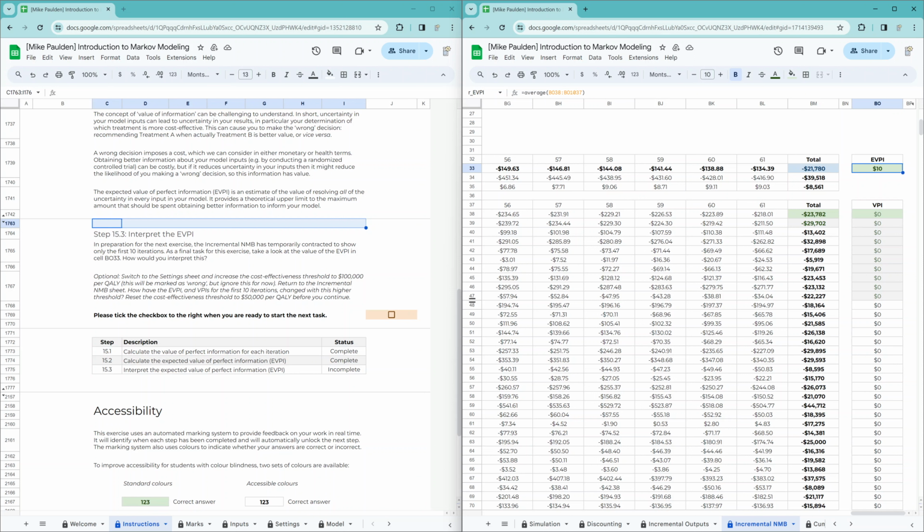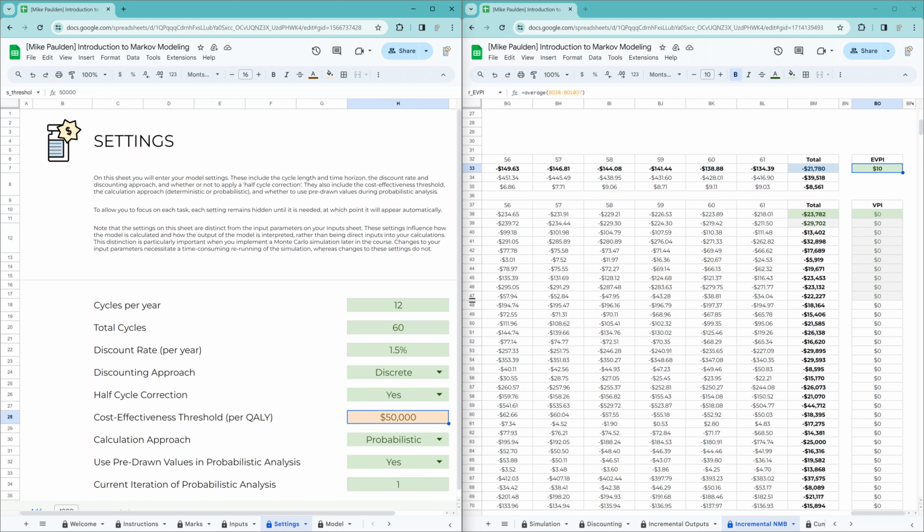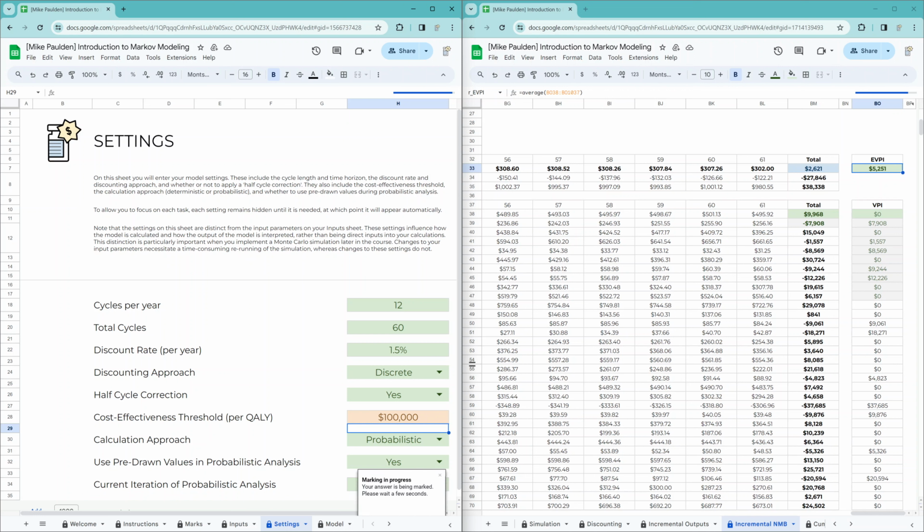It does say optional, switch to the setting sheet, increase the threshold to 100,000. Let's try that. So on the setting sheet, we can change this to 100,000. Take a look on the right. When I change this, have a look at these values here, and this value, and also these estimates here, and of course the EVPI. Take a look at those when I change the threshold on the left to 100,000. It's going to take a second or two for the model to recalculate. And suddenly things are now interesting with this much higher threshold.